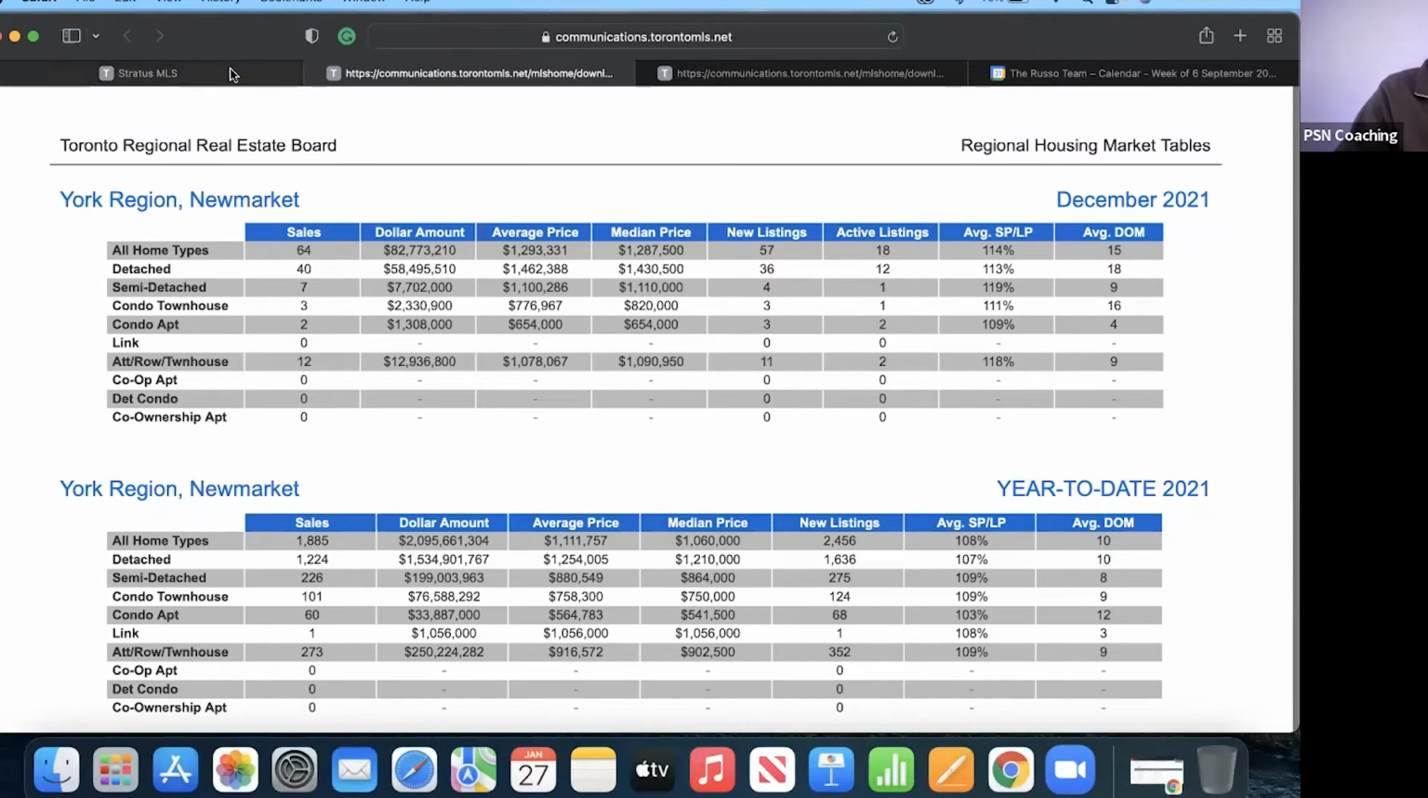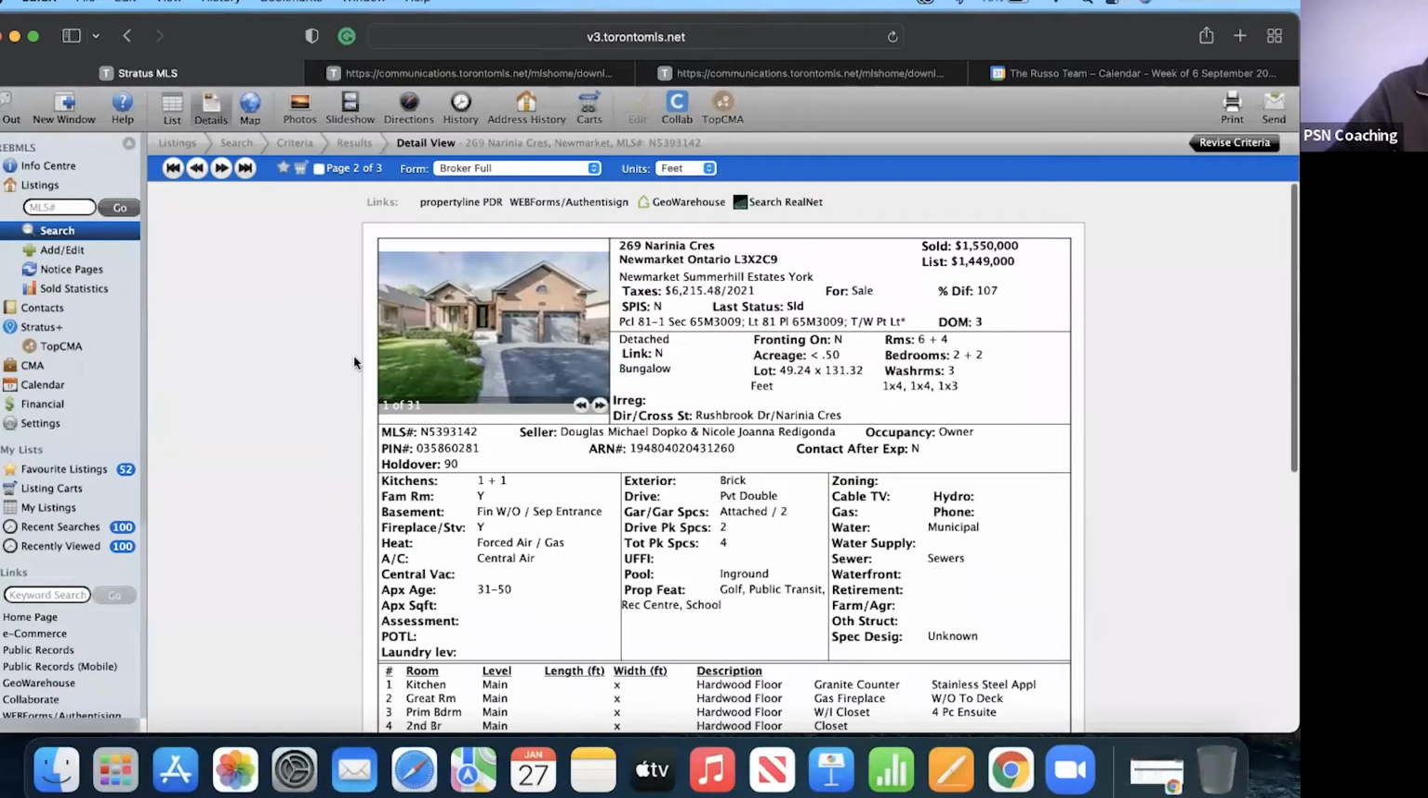So what does that tell me about this property right here, 269 Narinia? What do you guys think? What does that tell you about that property? It should have increased by 8% if you're going to put it on the market today. Yeah, exactly. If you were to put it on the market today, so let's say 1.55 plus 8%, it should roughly go for $1,674,000, right? If that's going to add 8%. So just shy of 1.7, let's call it.